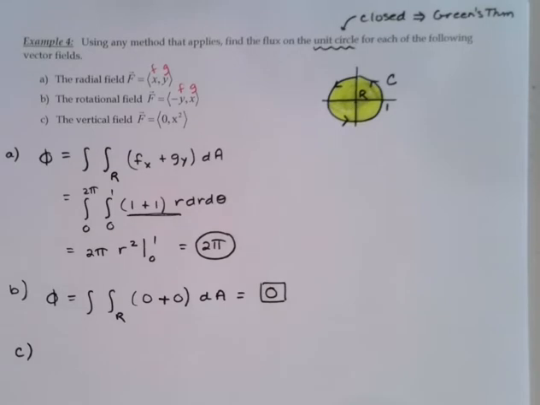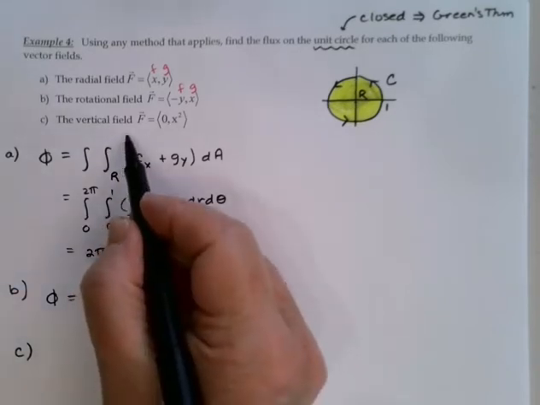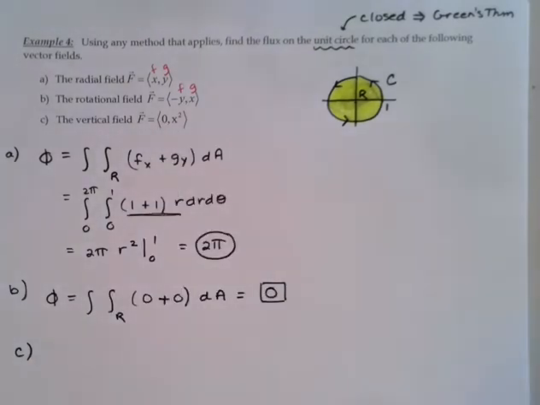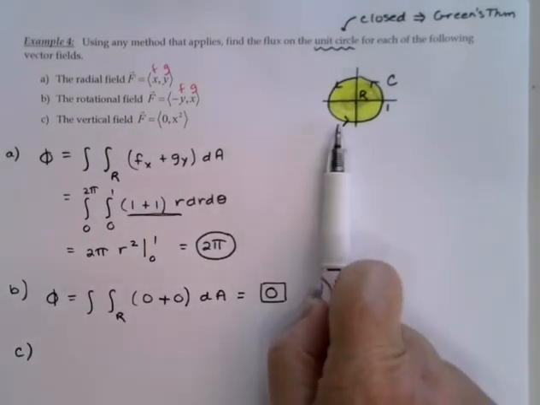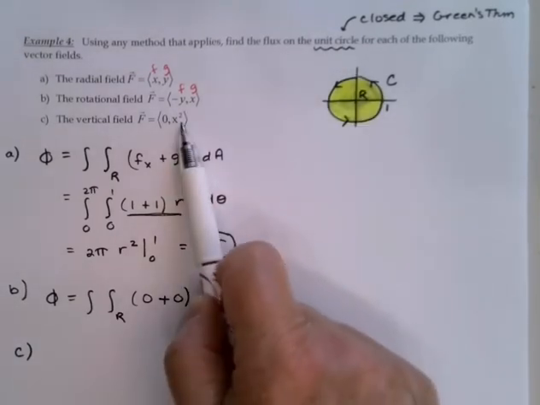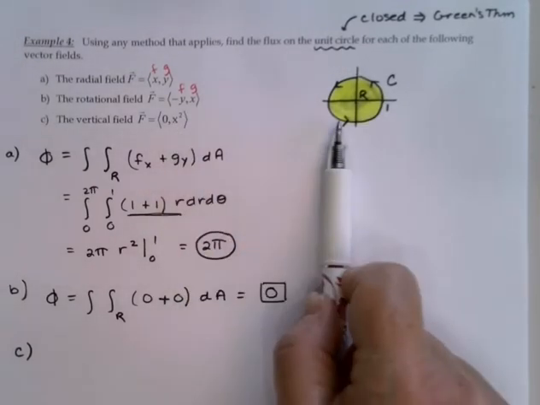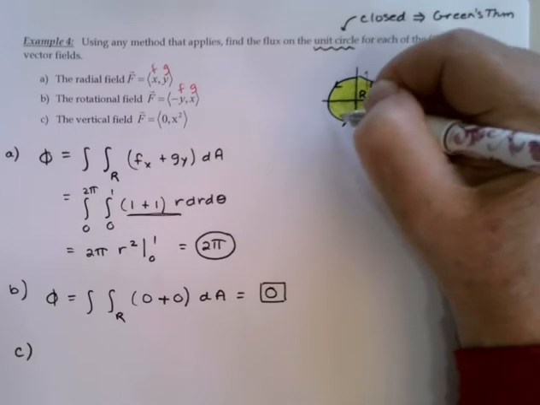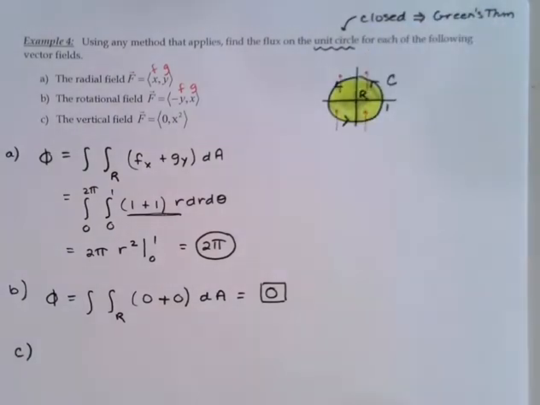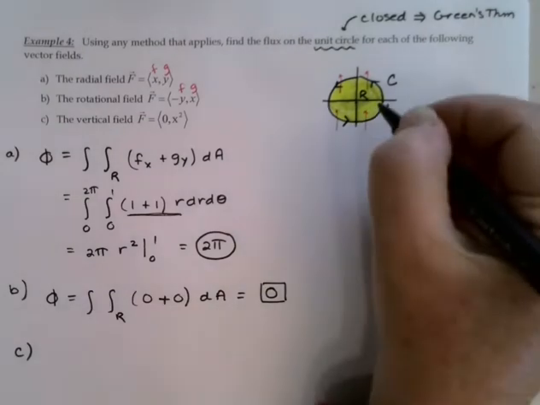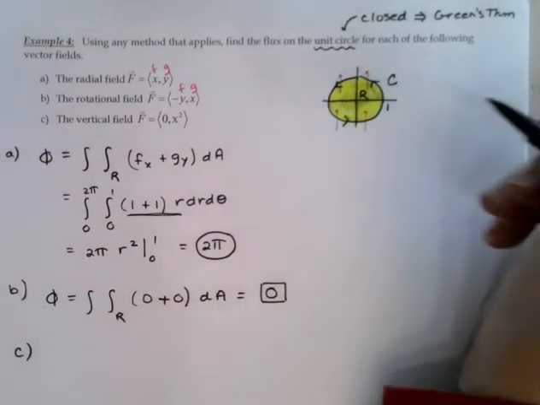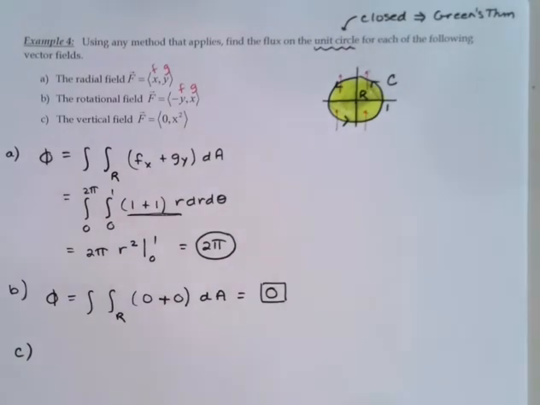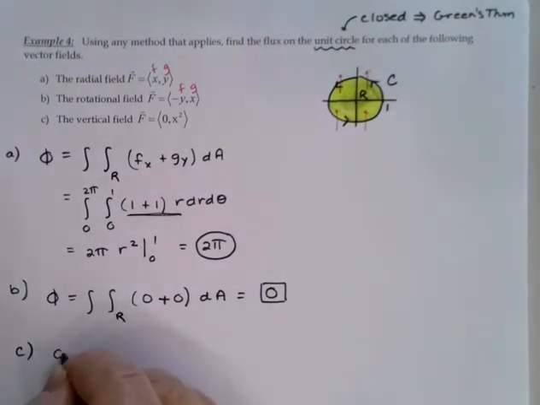All right, finally in C, we want to go with the vertical field. F is 0x squared. On that one, this is all vectors that are vertical pointing upward, since that's always a positive value in the y. So everything that enters down here is going to exit again up there. So I would expect this time to get a 0 again, not because nothing ever crosses the boundary, but because I have a negative flux when it enters and a positive flux when it leaves. Let's see if we get 0 again.